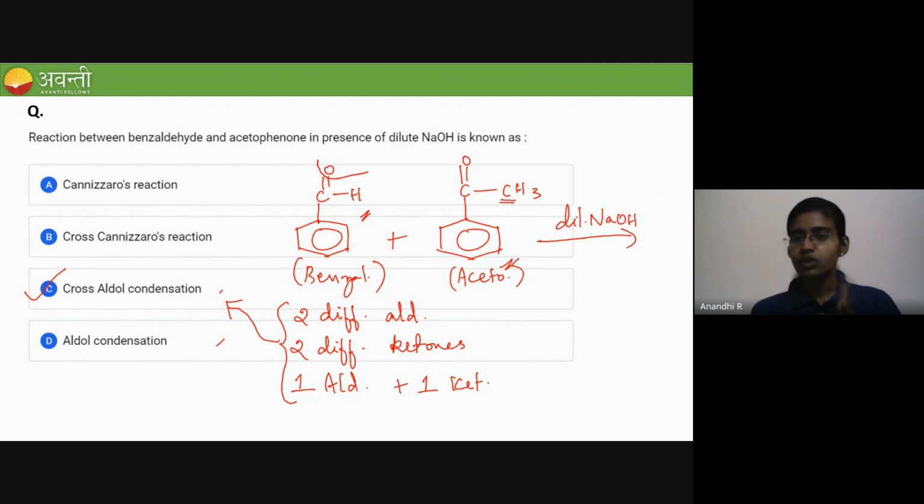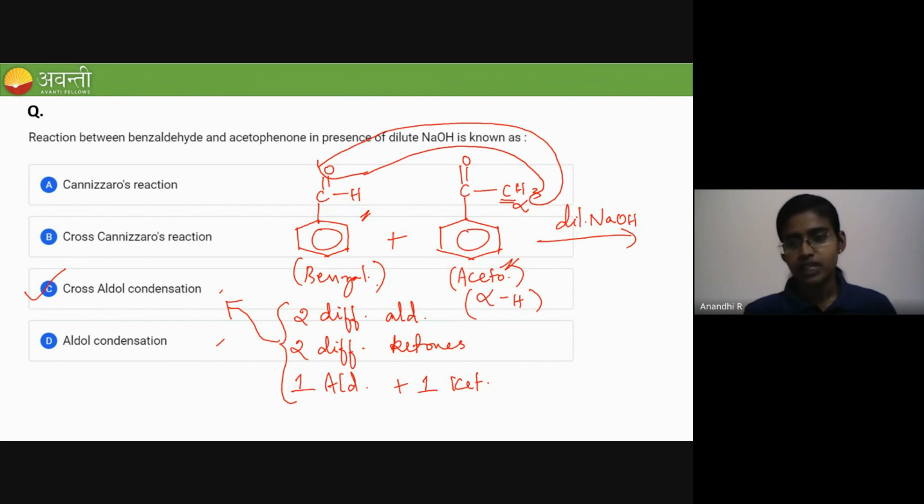Only if both the compounds don't contain alpha hydrogen, then that reaction is called Cannizzaro. Here one among the two has alpha hydrogen, right? So this is the alpha hydrogen. So we will remove oxygen from benzaldehyde and 2 hydrogens from the acetophenone, and we arrive at a product, and that product is the cross-aldol product. Got it? Acetophenone contains alpha hydrogen. Benzaldehyde is not having alpha hydrogen. No problem in it.